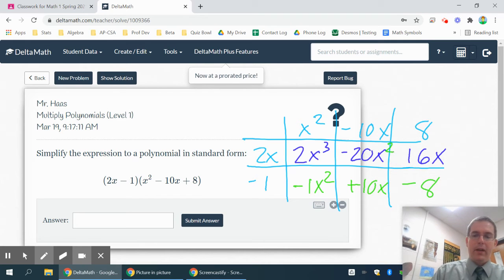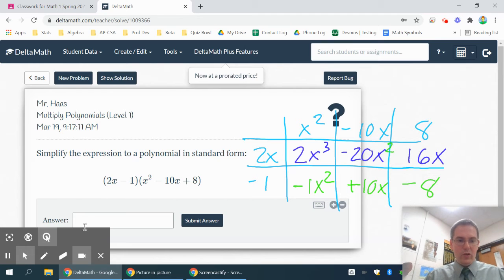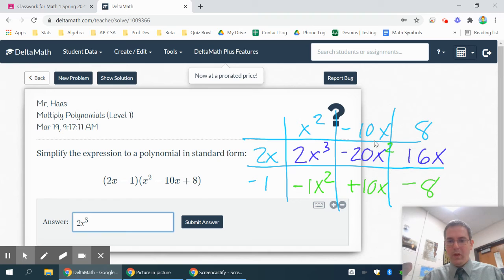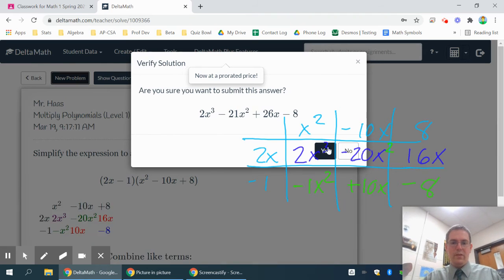And then when I combine my like terms, I will have a 2x to the third. And then I have the 20 and the negative 1 that match up. So that is minus 21x squared. I have the 16x and the 10x will make a 26x, and then a minus 8 on the end. And that's how you do one like this.